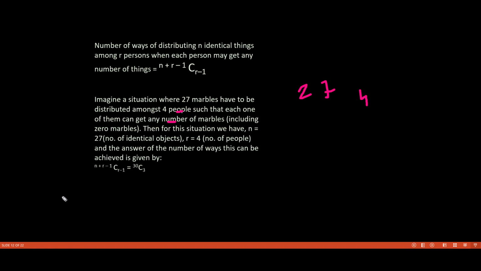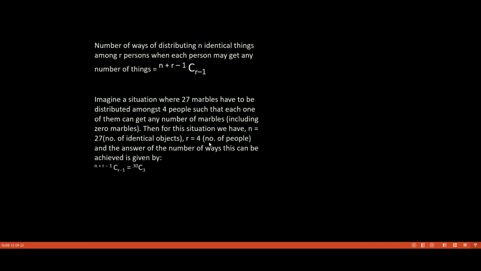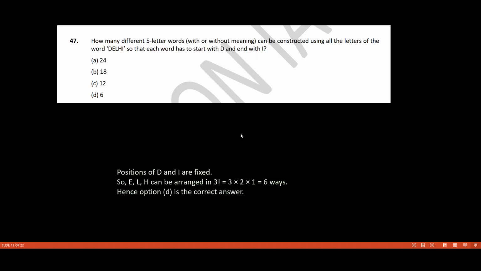So what will be our answer? That will be n plus r minus 1 C r minus 1, that is 30C3, which is equal to 30 factorial upon 27 factorial into 3 factorial. So this is how we do this kind of question. Let's move on.